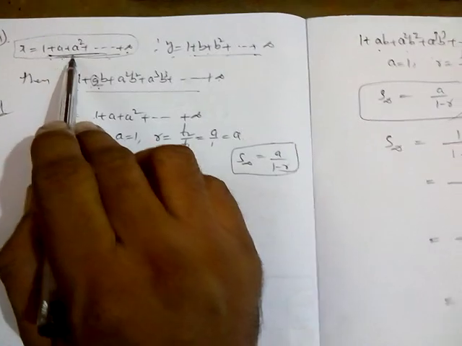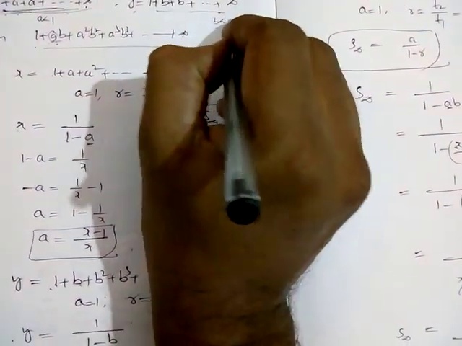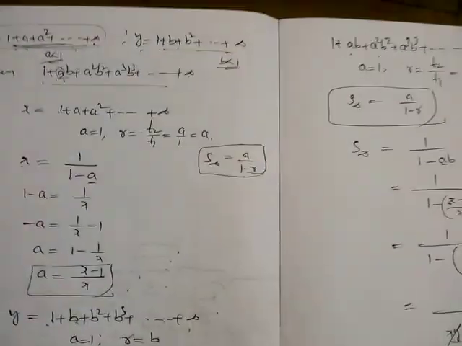In this problem, the condition is already given that the a value is less than 1 and the b value is also less than 1, as given in the problem.